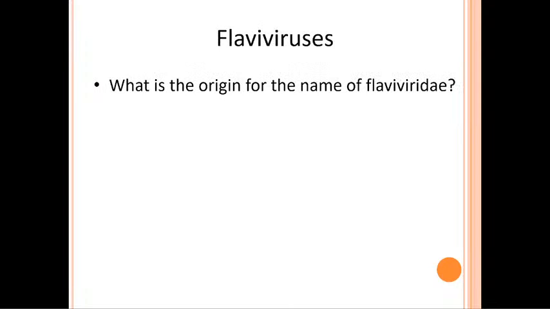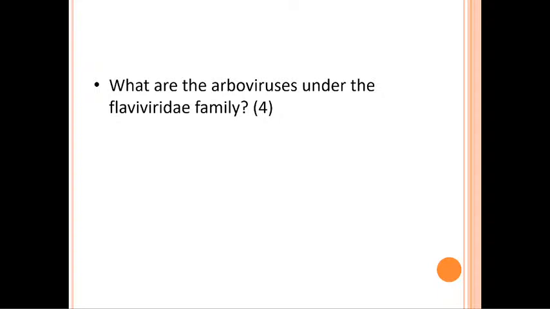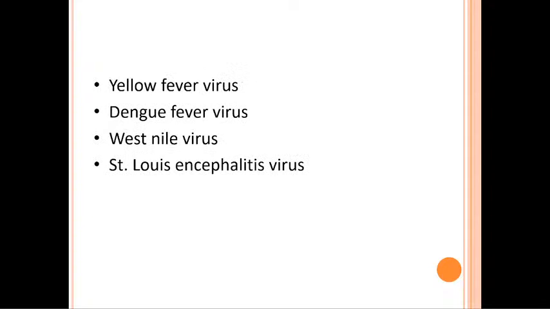Now, the origin of the Flaviviridae family name is because of the symptoms that it produces. Flavus. People who get this kind of infection turn yellow because of jaundice. That's why we also have Flavobacterium. They are also arboviruses, and therefore they are transmitted by a host, an intermediate host, or rather a reservoir host. So, yellow fever, dengue fever, West Nile fever, and St. Louis encephalitis are examples of that.